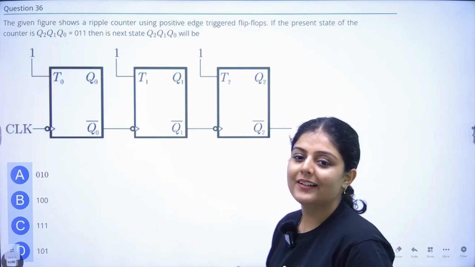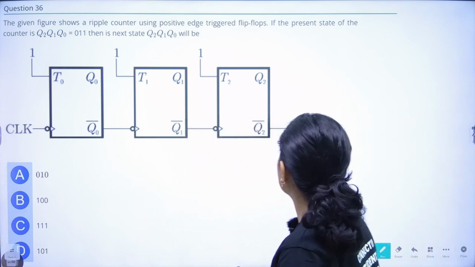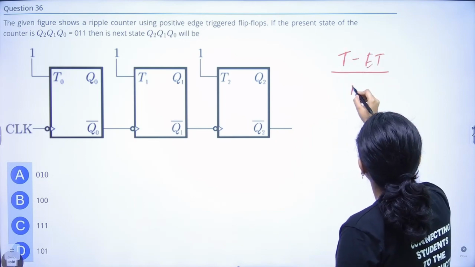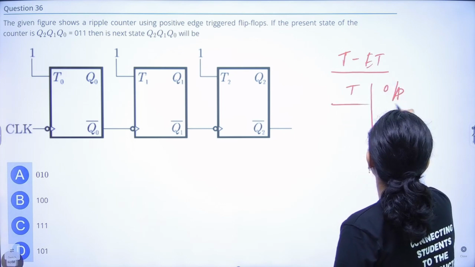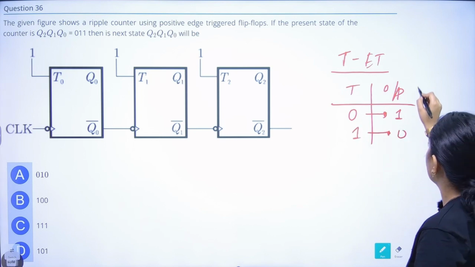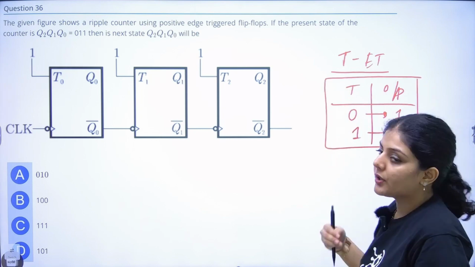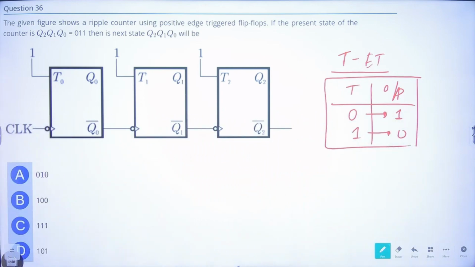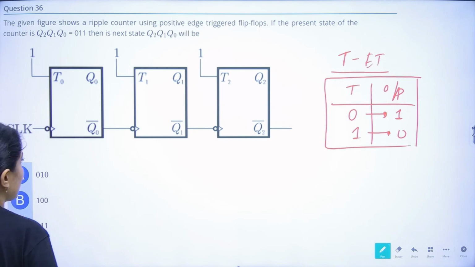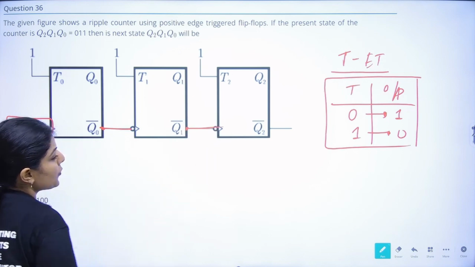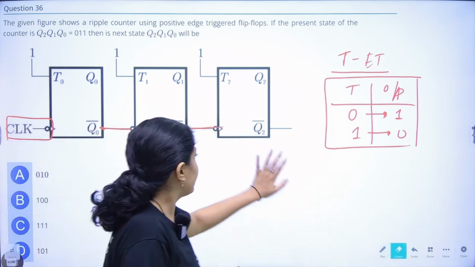Finally, a different gate. T, toggle. So toggling means what happens in the T excitation table, the value of T and the value of output. If T value is 0, the output is 1. If T value is 1, the output is 0. So whatever the value of input is, it toggles, it changes. Right. So is this a synchronous type of counter or asynchronous type of counter? Of course, we can see this is an asynchronous type of counter because the clock is given here. After that, clocks are given from the output of the previous one.